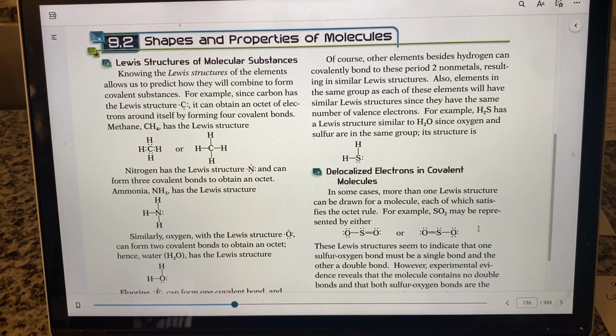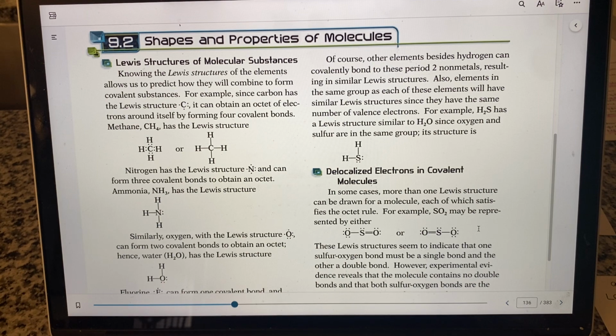And so nitrogen has the Lewis structure with 1, 2, 3, 4, 5 little dots, and can form 3 covalent bonds to obtain an octet. Instead of just having 4 like carbon, it has 2 here that it doesn't need to share, but it's sharing this one and this one and this one, because nitrogen has 5, so it needs 3 more. So it needs to grab 3 more electrons from somewhere to make it 8. So now we have 1, 2, 3. It grabs 3 hydrogens there.